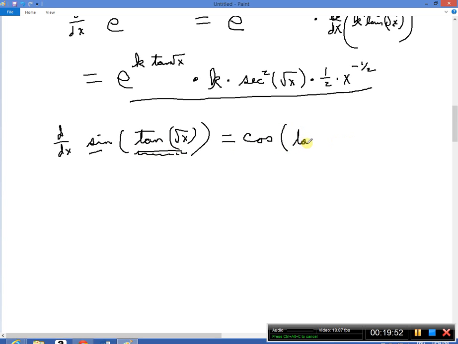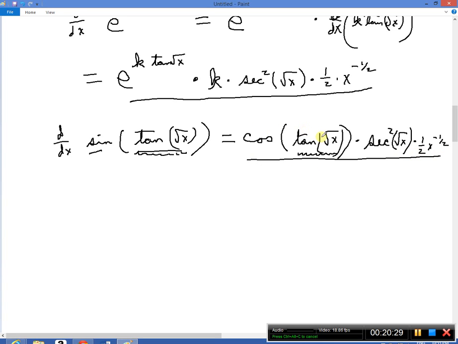Tangent of square root of x. Now the chain rule says, got to multiply by the derivative of what's inside. The derivative of tangent of something. So the derivative of tangent of anything is secant squared of that anything. But you're not done, because now you got to take the derivative of what's inside and multiply by that. And we've been there before. 1/2 x to the minus a half. So that is it.